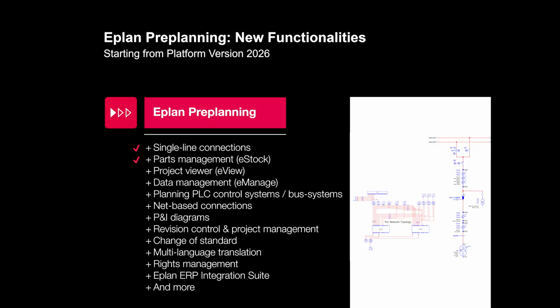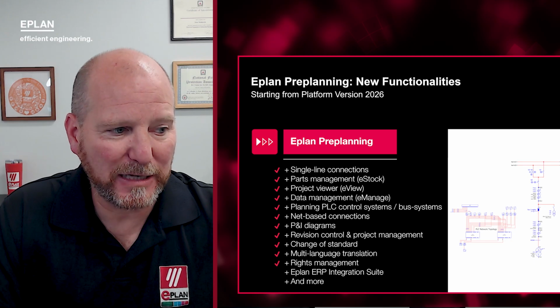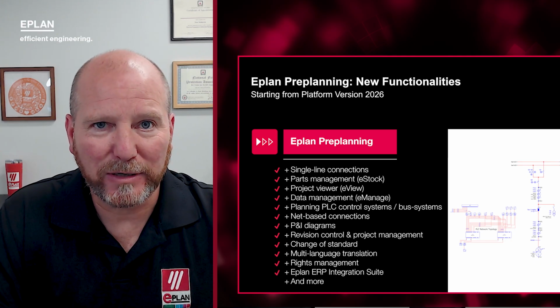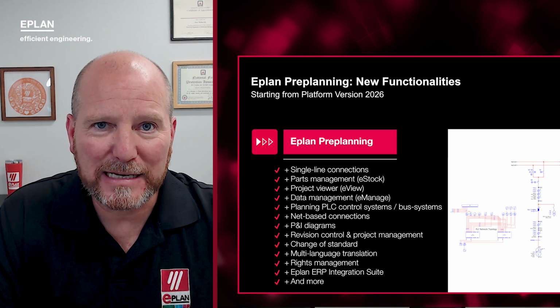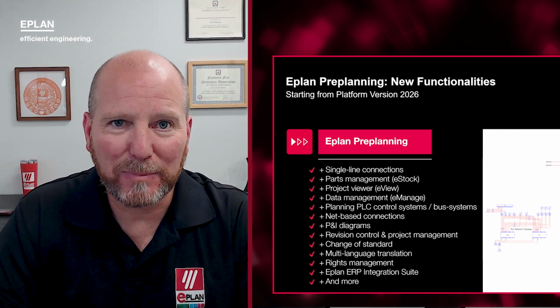Parts management, eStock in the cloud, project viewer in the cloud, eView, data management in the cloud, eManage. Also included is PLC control systems, net-based connections, of course the P&I diagrams, revision and project management, change of standards, rights management, ERP integration. So all of this is now included with Eplan PrePlanning.